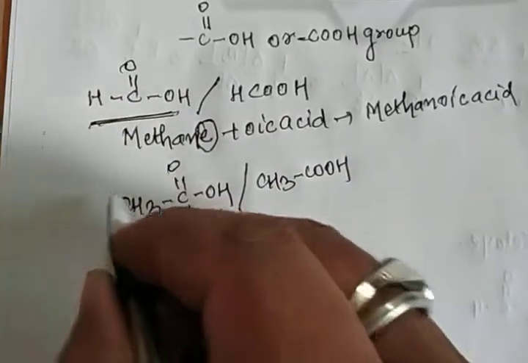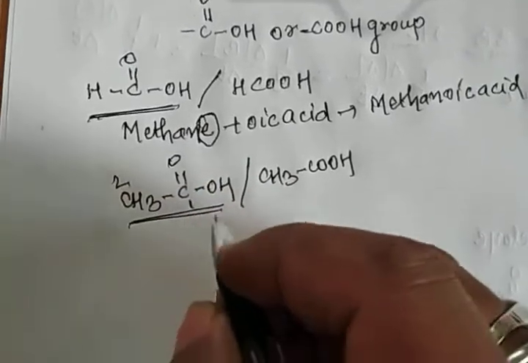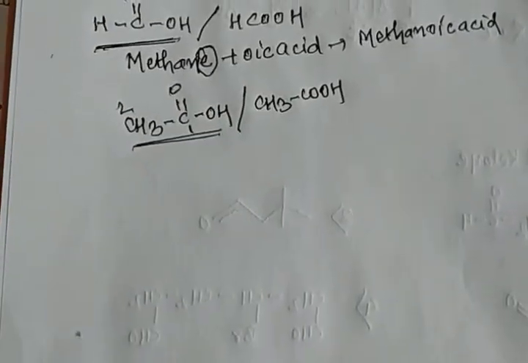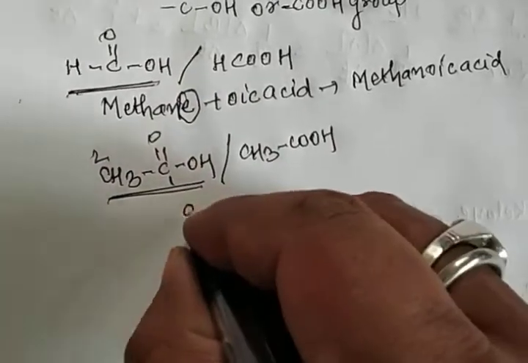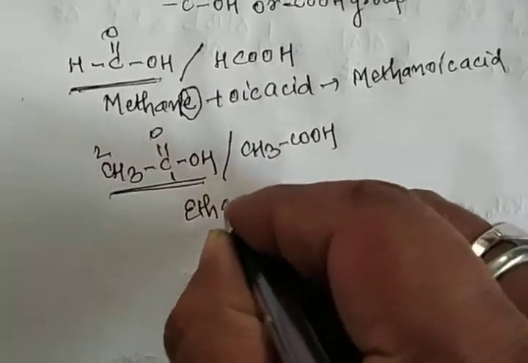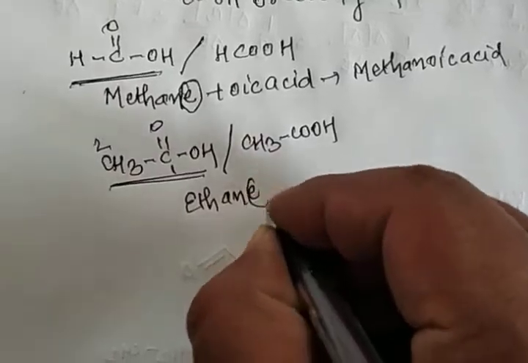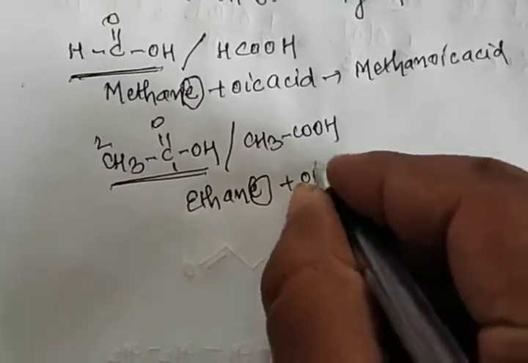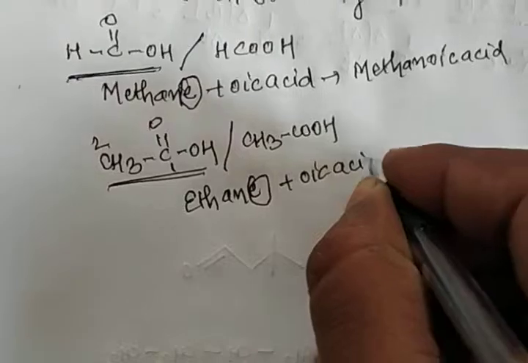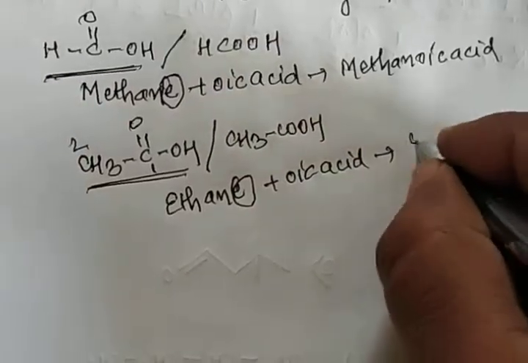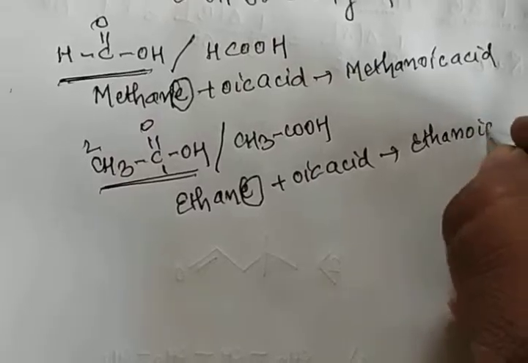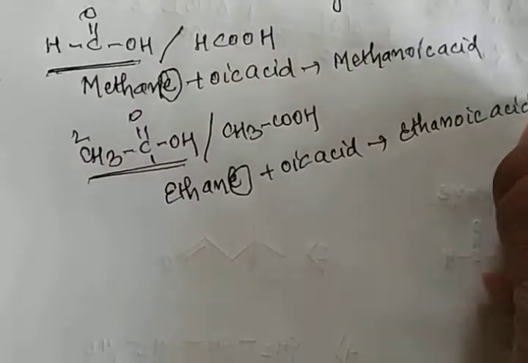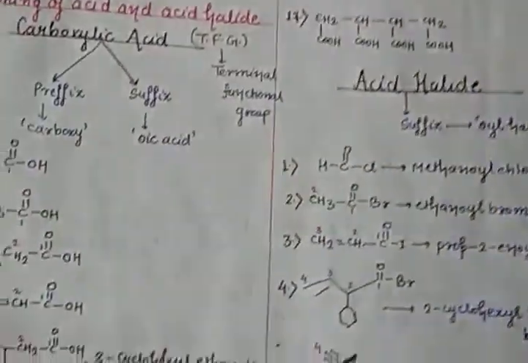Clear. Now there are two carbons. We consider 1, 2 because this is a functional group, and the functional group carbon is also counted. So there are two carbons. Two carbons means ethane. Ethane, E replaced by oic acid. It means what? Ethanoic acid. Clear?